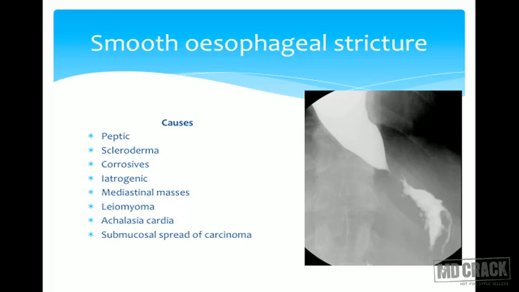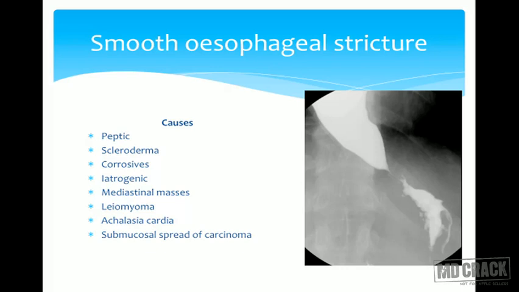Another way to evaluate is obviously your CT scan. Your CT scan is going to show you your mural thickening, and any masses around the bowel, which might be the cause for obstruction.